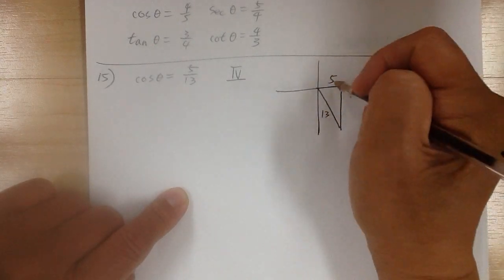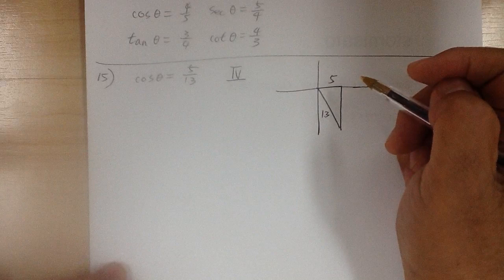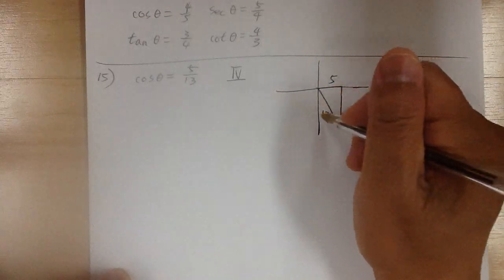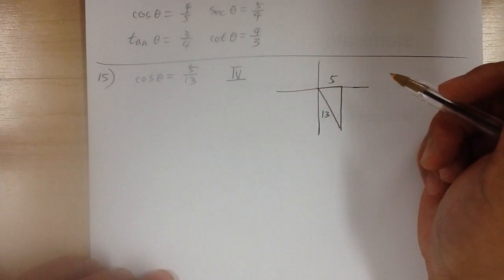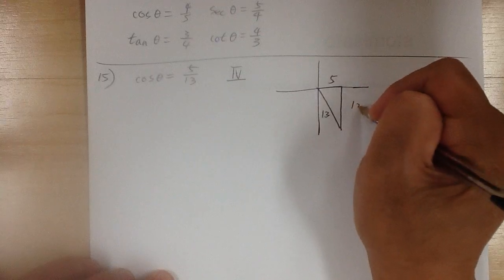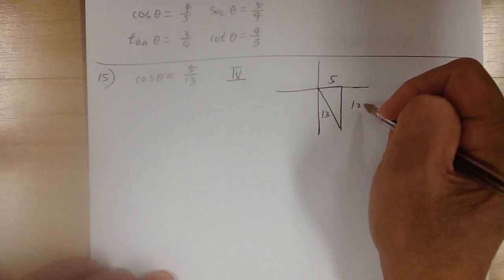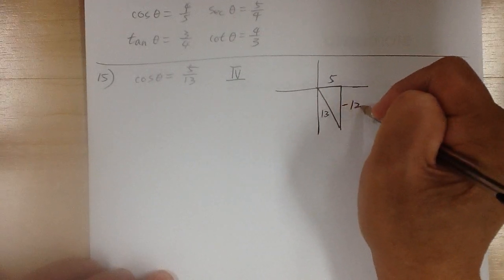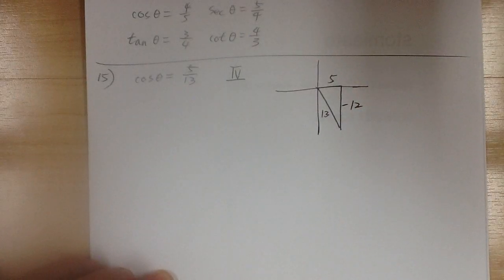So cosine is horizontal over hypotenuse. The hypotenuse is always positive. Okay, so from here you can see that it's going to be a 12, like a 5, 12, 13 special triangle, and it's going down, so it'd be negative. So you have to know your special triangles.